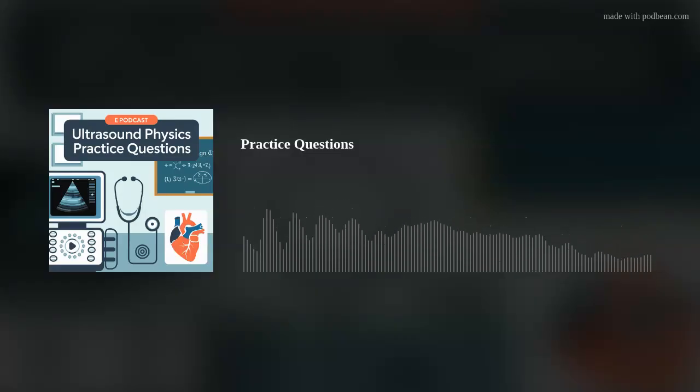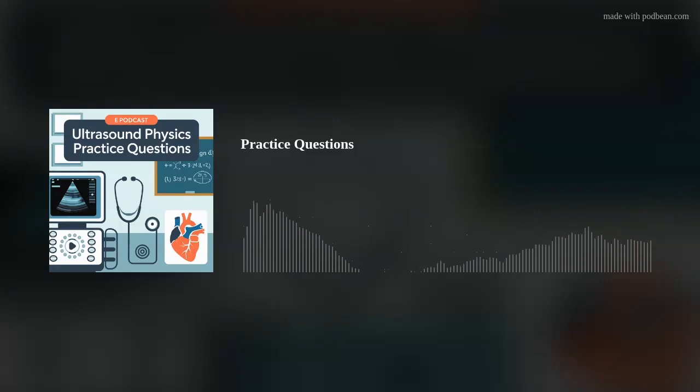Exactly. It's like trying to have a conversation with someone who keeps interrupting you before you can finish your thought. Picking the right PRF is about finding that sweet spot between sampling rate and imaging depth. That's a great analogy. I'm starting to see that ultrasound physics is all about finding the right balance between all these different factors.